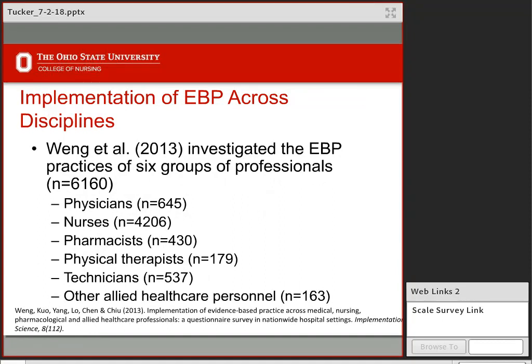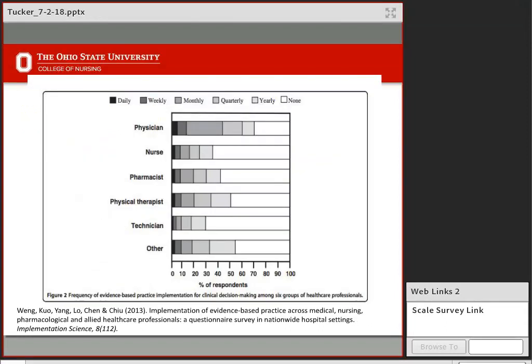When we think about evidence-based practice, there was a study done in 2013 by Weng et al. around implementation and across the disciplines that I just mentioned a few moments ago. What's interesting is they investigated the practices one will self-report among these professions, as you see: physicians, nurses, pharmacists, PT, technicians, and then other. There were over 6,100 participants in this particular survey.